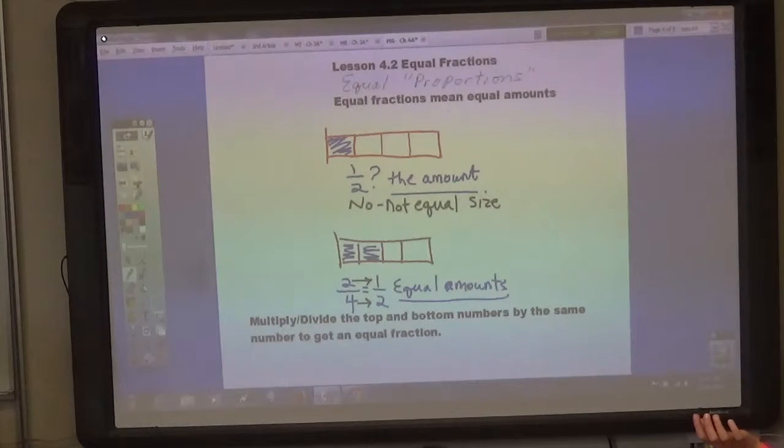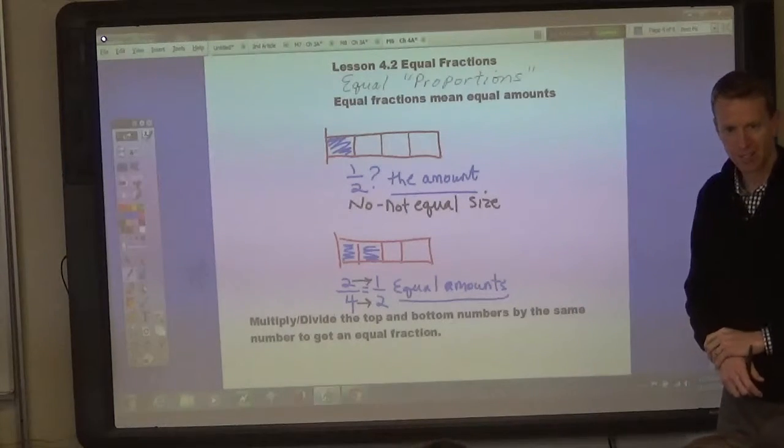Like, they're both the same, but they're a higher number, maybe? The same what? That's what we're saying. It says on the board. Same fraction? Like, the equal amount? Equal amounts, exactly, yes. Equal fractions mean equal amounts.